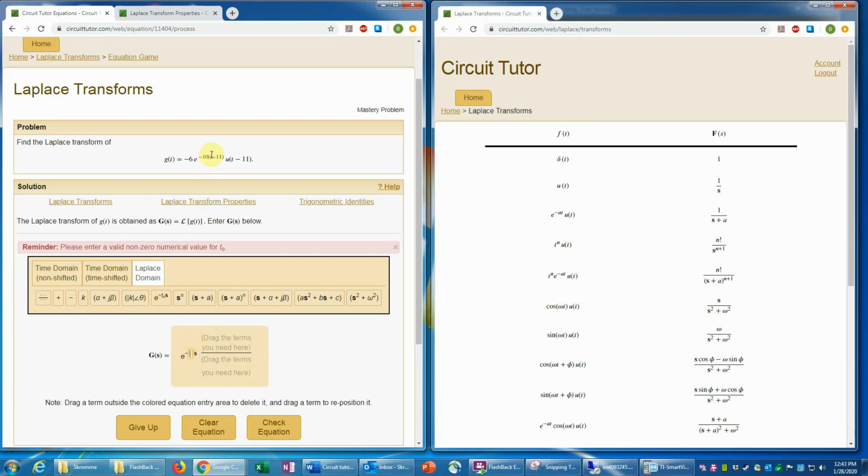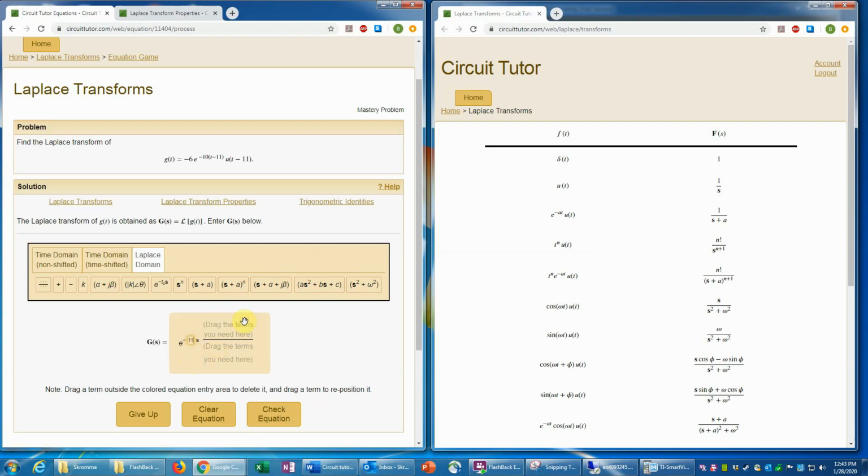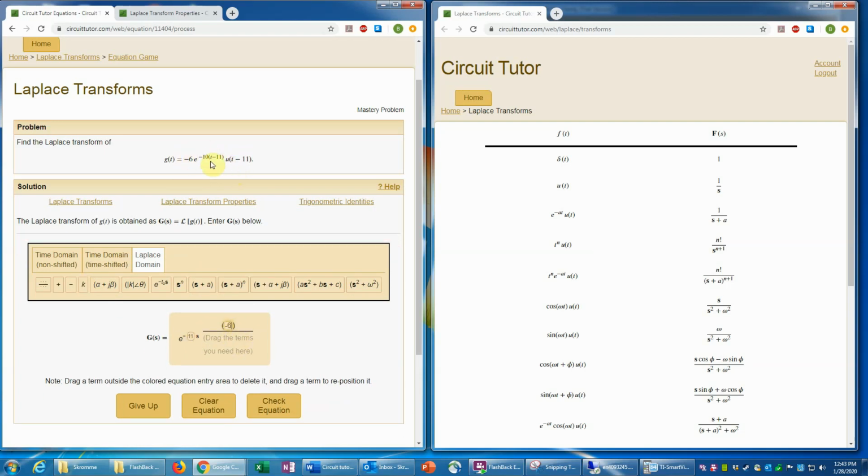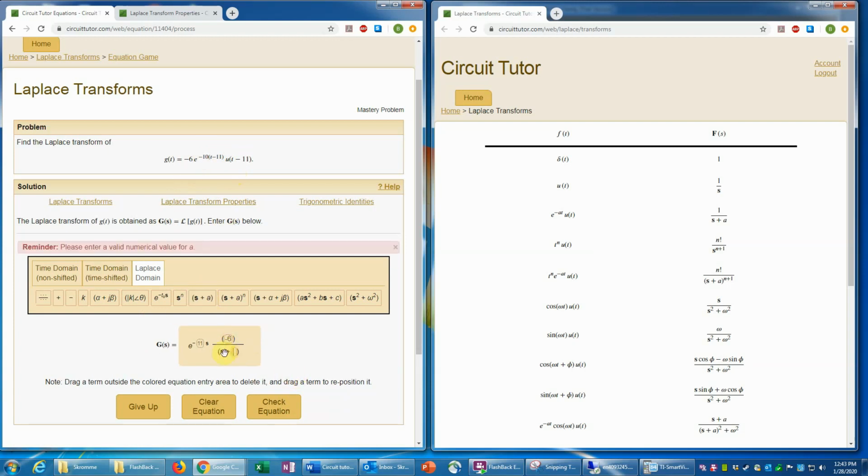Okay, so the time shifting, I may as well start with that. It's shifted by an amount of 11 seconds, and so that will be e to the negative 11s. So I just put that number in there. And then now the function that I'm shifting is basically the negative 6 times the decaying exponential. And so I'll need a constant in the numerator, which will be my negative 6, which is the coefficient here. And then it's just 1 over s plus a. So I need an s plus a term in the denominator.